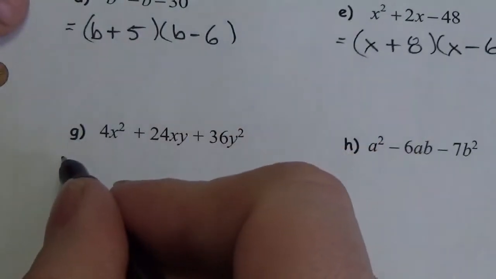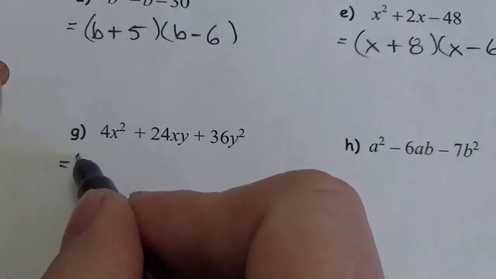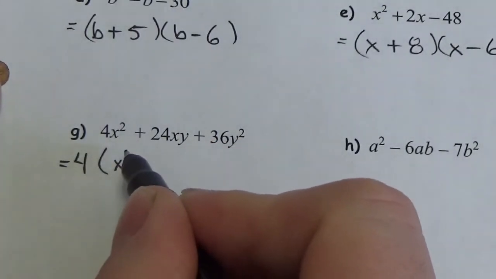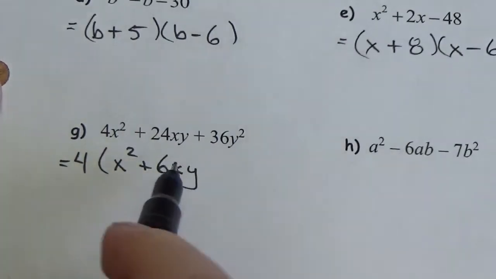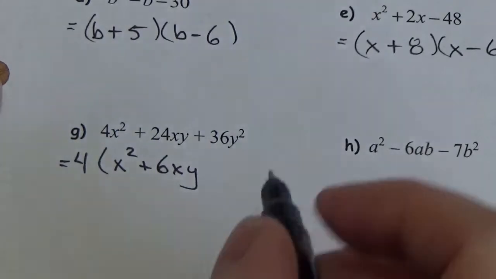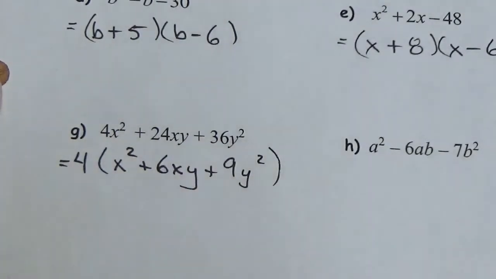A similar problem over here. I've got this 4 up front, so I'm probably going to have to take out that 4 here. That's going to leave me with x squared plus 6x, okay, we got another variable here. And then plus 9y squared.